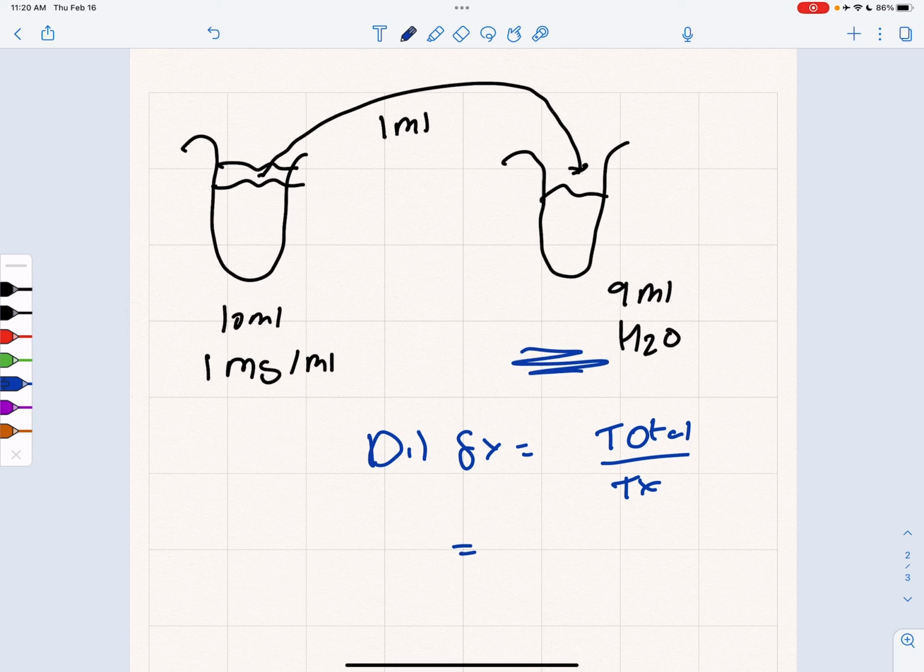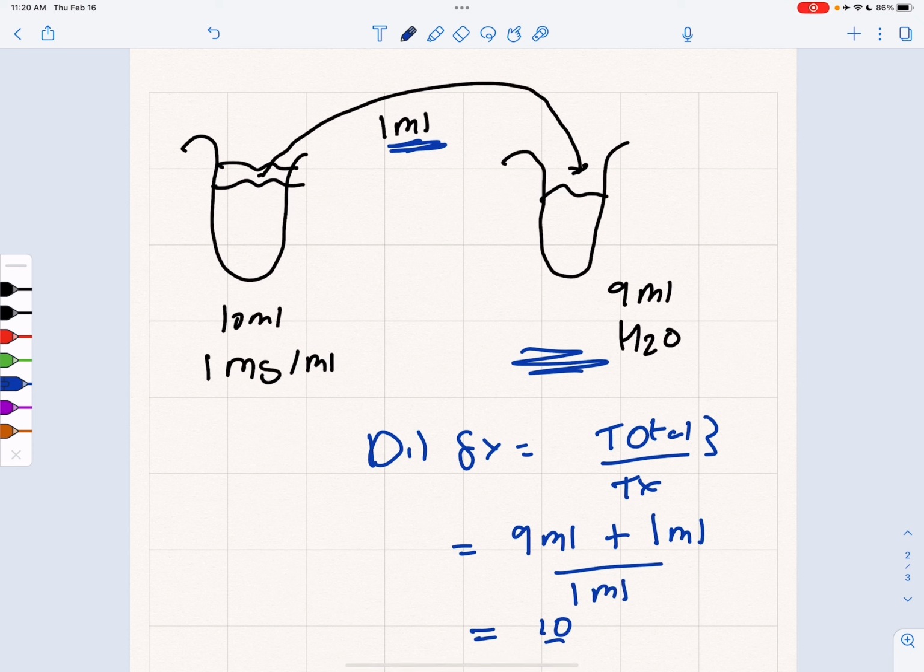As I mentioned, the total volume is the dilutant, in this case 9 milliliters, plus the transferred volume. So don't forget, this is something that people forget, this total also includes this transferred volume, so plus 1 milliliter. And that's going to be over the transferred volume, which is 1 milliliter. If we calculate this out, we're going to get 10 over 1, which gives us 10. And what this means is we have a 10-fold dilution here. This is 10 times less concentrated than this one here.